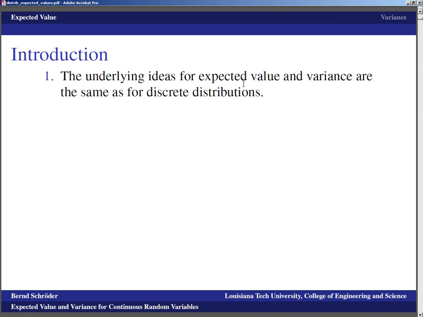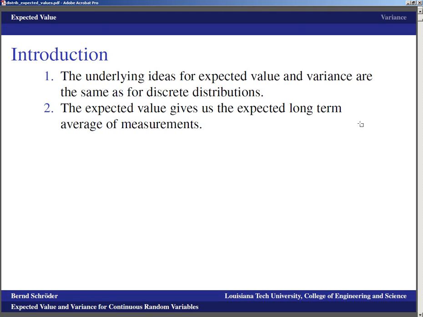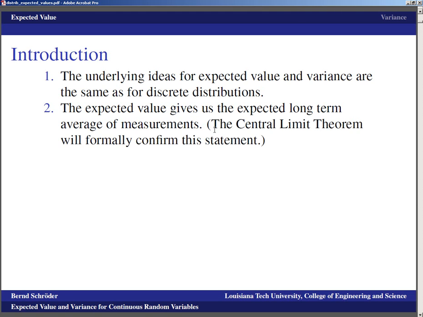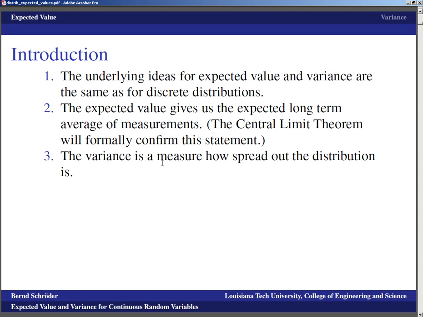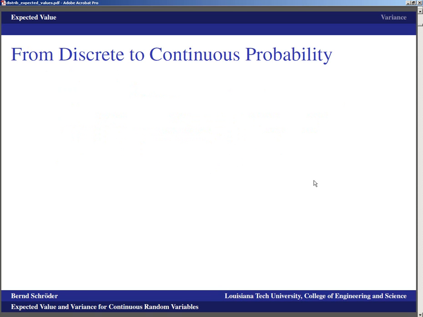Basically, the underlying ideas for expected values and variances are the same as for discrete distributions. I'm not sure if we talked that much about the variance anyway, and our introduction to discrete distributions was rather short, so the main analogies really will be about the expected value, which is not that bad. Okay, so the expected value gives us the expected long-term average of measurements, and that is something that the central limit theorem will formally confirm. And the variance is a measure of how spread out the distribution is, and we will see that even if we look at it from scratch.